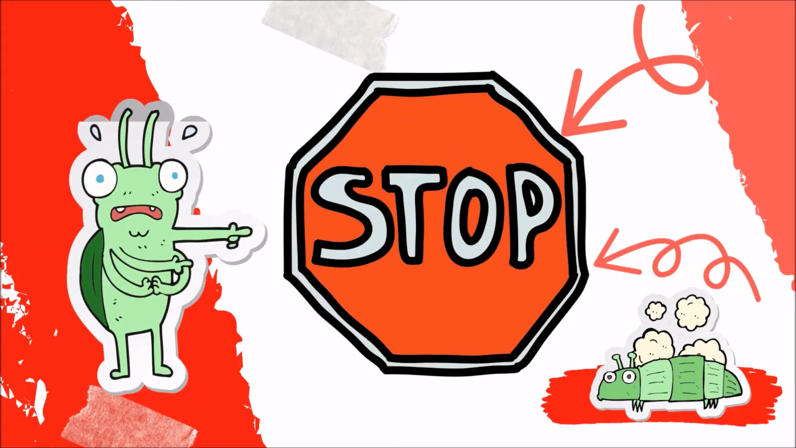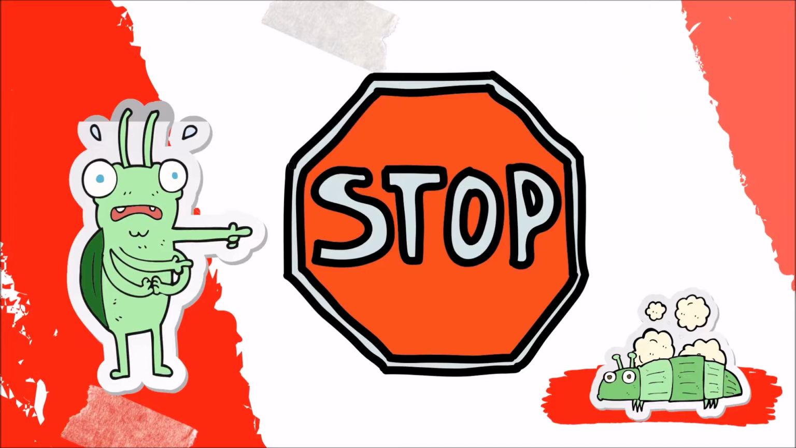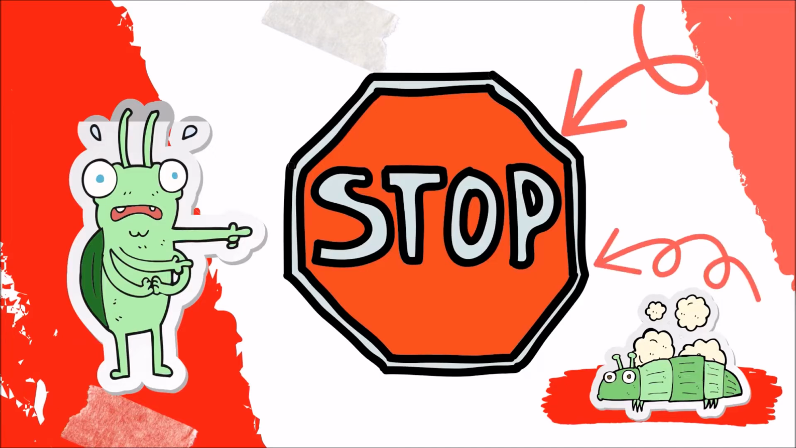Okay, Noah's Ark kids, when you see the stop sign, it means that it's an exercise break and you need to stop and do an exercise. The next exercise that you need to do is 30 seconds of jumping up and down with your arms moving around.